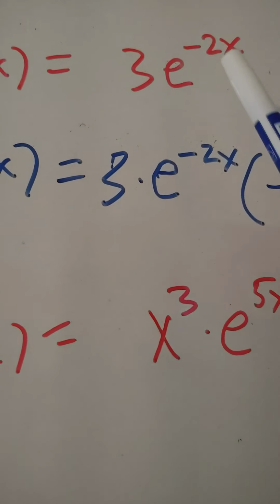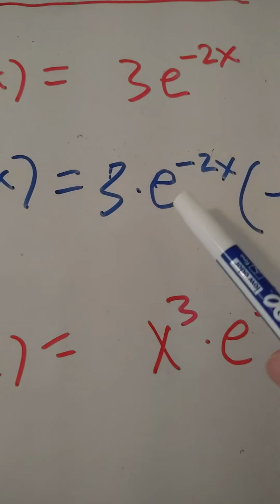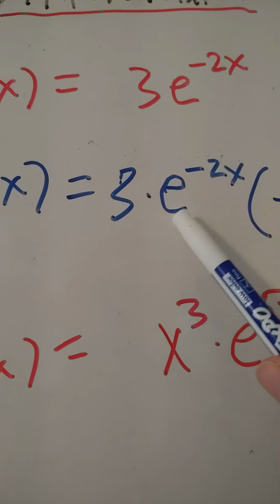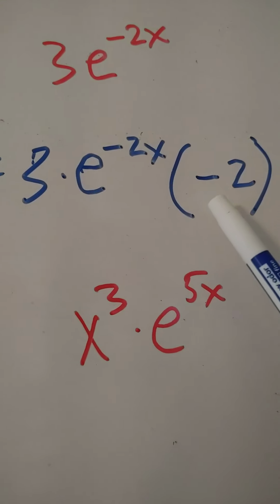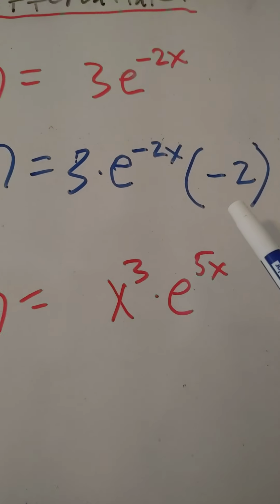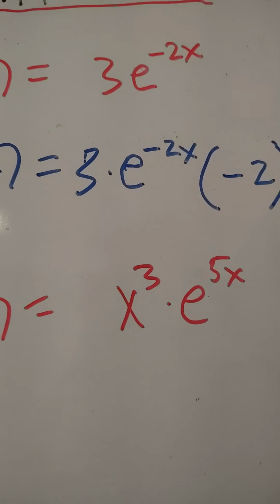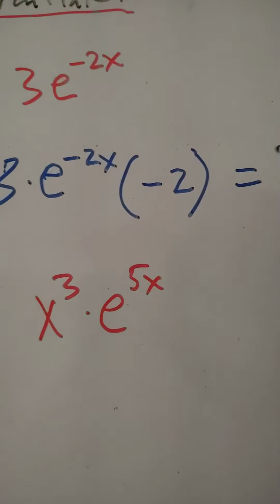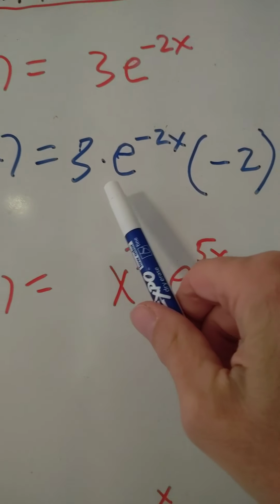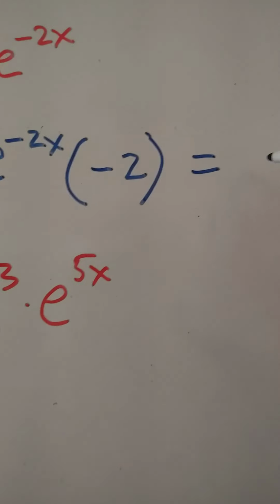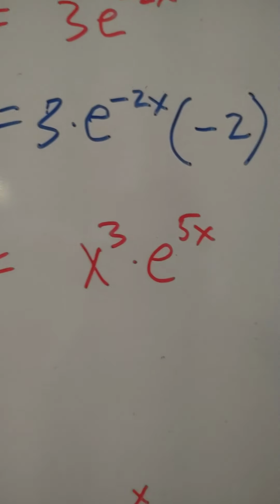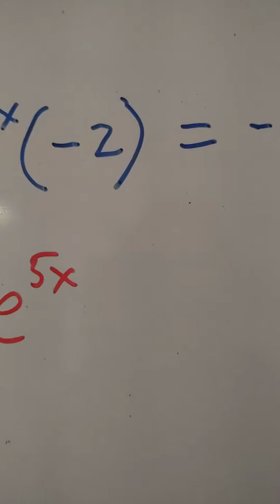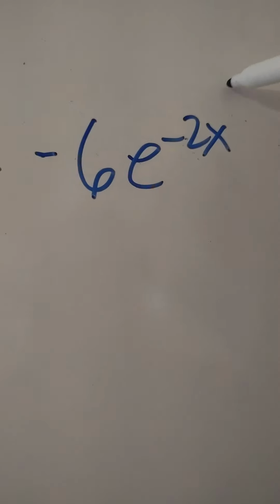So remember, the derivative of e to a power is exactly what you see, e to the power, and then by the chain rule, times the derivative of the power. And then you want to simplify this. So I'm just going to write equals, and I know 3 times negative 2 is a negative 6, and then write that factor of e to the negative 2x. And I would leave your answer just like that.